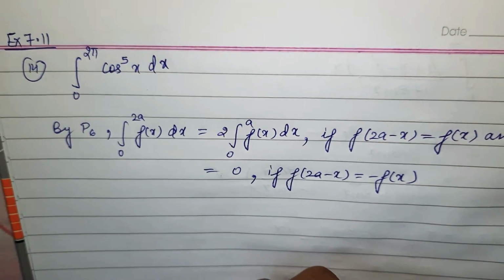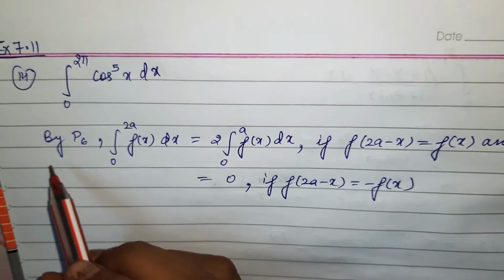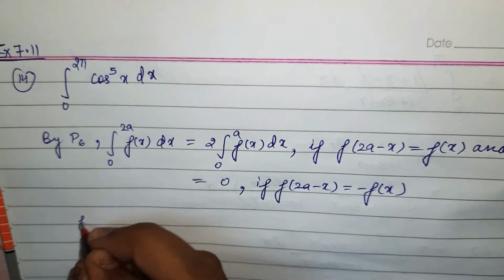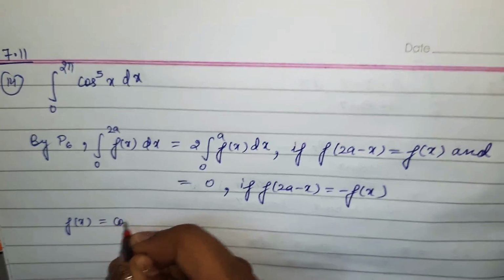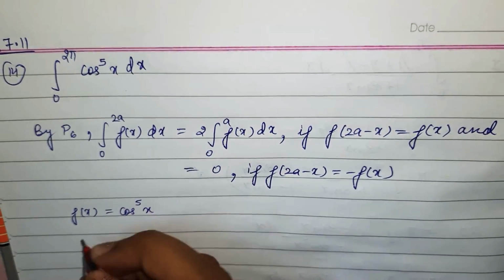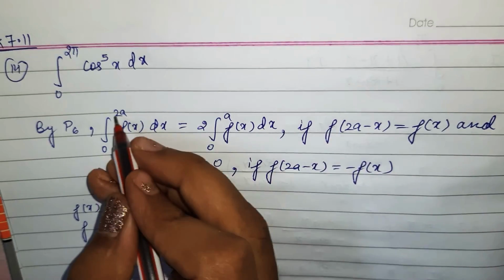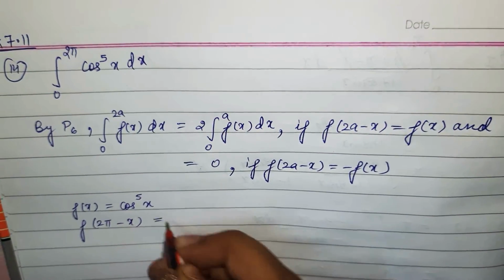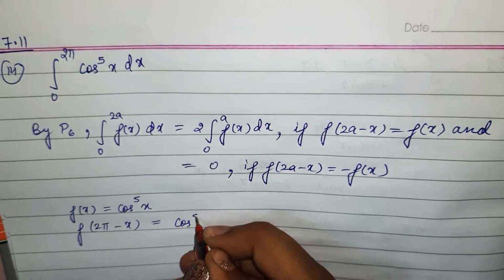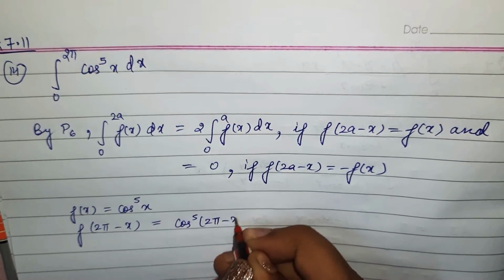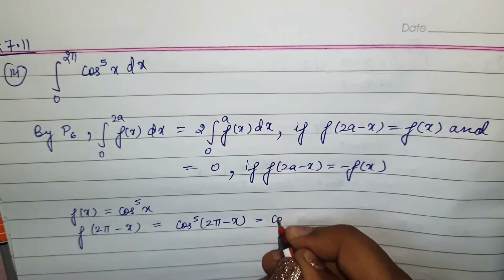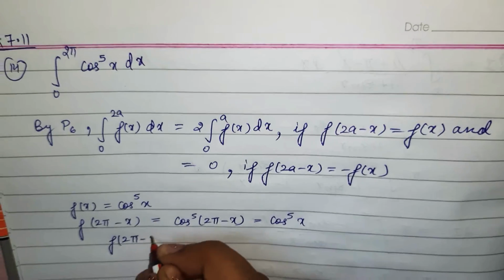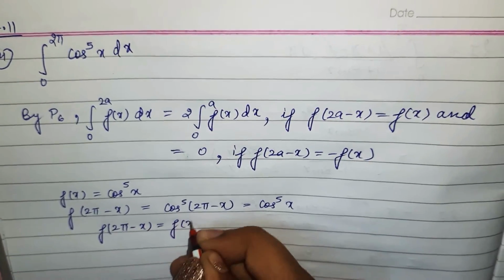In question number 14 of exercise 7.11, we'll apply this property P6. If I take f of x as cos of 5x, now I need to calculate f of 2a minus x, which is f of 2 pi minus x. So you are getting cos of 5 times 2 pi minus x. After solving, you will be getting this only. So that means f of 2 pi minus x is equivalent to f of x.